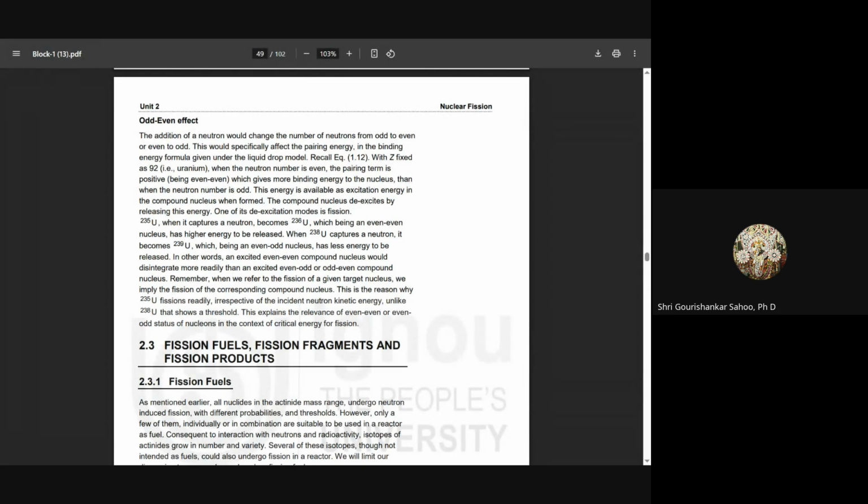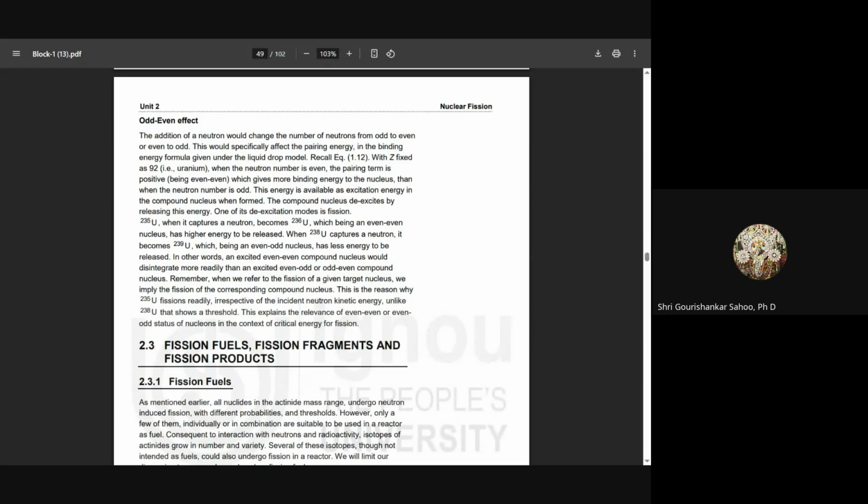When we refer to the fission of a given target nucleus, we imply the fission of the corresponding compound nucleus. This is the reason why uranium-235 fissions readily, irrespective of incident neutron kinetic energy. Unlike uranium-238, that shows a threshold: you need external energy, it is an endothermic reaction, so that fission will take place, a threshold reaction. This explains the relevance of the even or odd status of nucleons in the context of the critical energy of fission. So in a threshold reaction, you need external energy, and it requires more energy from some other source.